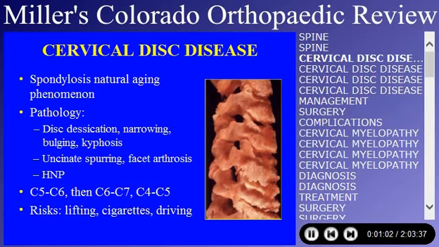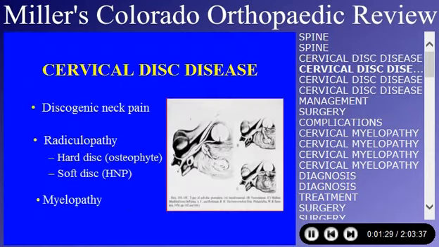in some circumstances. You see uncinate spurring and facet arthrosis, and on occasion you see true disc herniations. The most common level is C5, C6, followed by C6, C7, and C4, C5. Among the risk factors that have consistently been identified are a history of lifting, a history of cigarette smoking, presumably because of coughing, in addition to poor circulation to the disc, and a history of driving certain types of motor vehicles. There are basically 3 syndromes with lots of overlap that you can see in cervical disc disease.